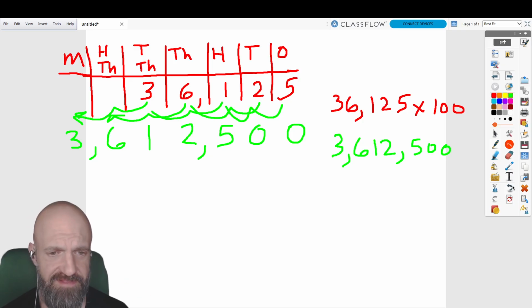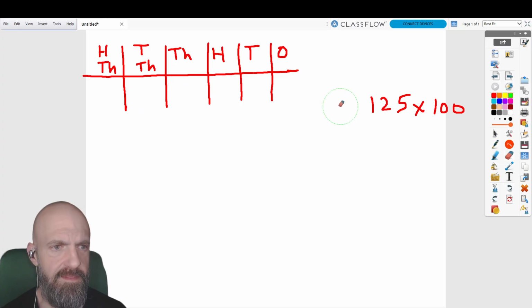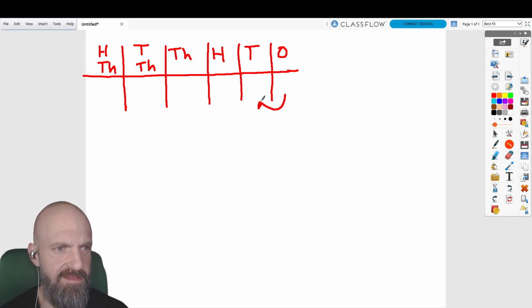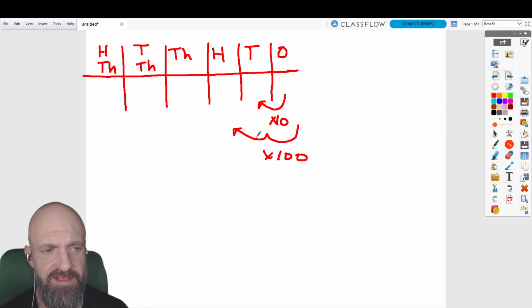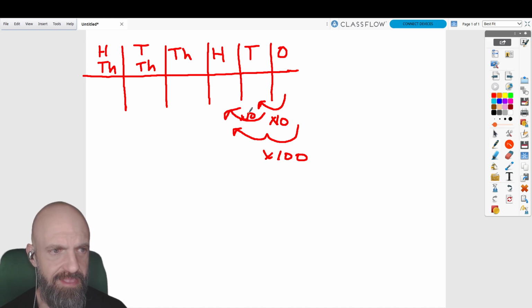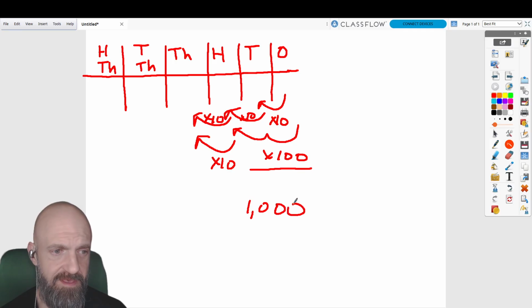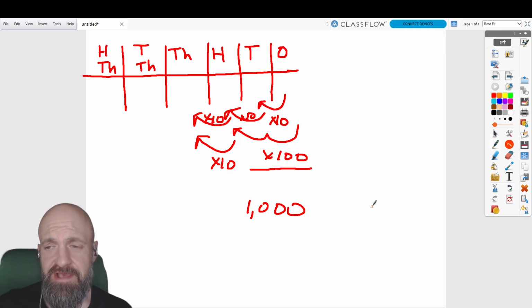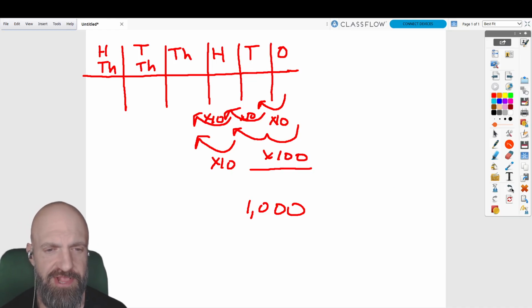Let's look at a times 1,000. So this time, remember, one jump is times 10. Two jumps is times 100. Well, each time we jump is times 10. So 10 times 10 times 10, or 100 times 10 more is 1,000. So anything times 1,000 is going to cause you to jump 3 places to the left on this place value chart. Let's look at one.